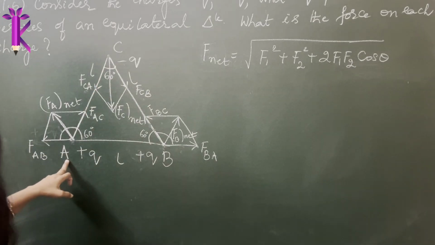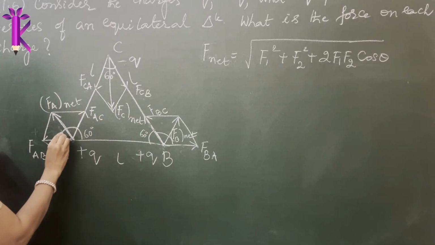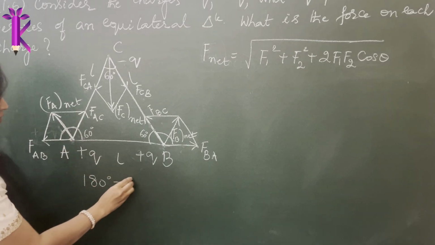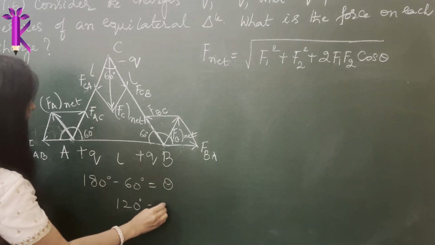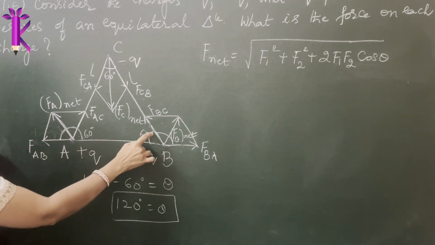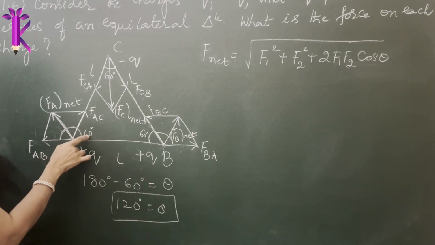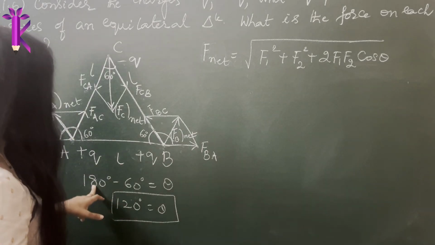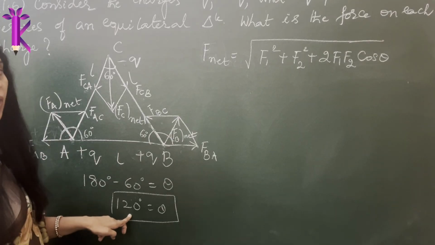So let's first do it for A, B and then C. For A, you can see if this is 60 degrees, we know this entire thing is 180 degrees. So 180 degrees minus 60 degrees will be your theta, which is nothing but 120 degrees. So this angle is 120 degrees. Even this angle will also be 120 degrees because this is a straight line. A straight line is 180. So 60 is already there inside. So the exterior angle will be 120. How do you get it? You subtract the interior angle. From 180, you get the answer as 120 degrees.